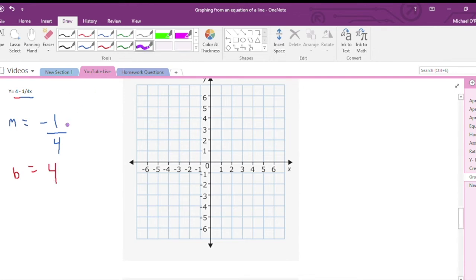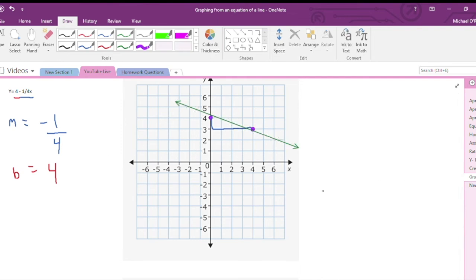So let's graph it. So take a look here. We're going to graph the 4 first, then negative 1 over 4. So we're going to go down 1 over 4. And there is my dot right there. Then let's draw our line. Now realistically, I should be drawing this line. I've been messing up. There you go. And there's our line.